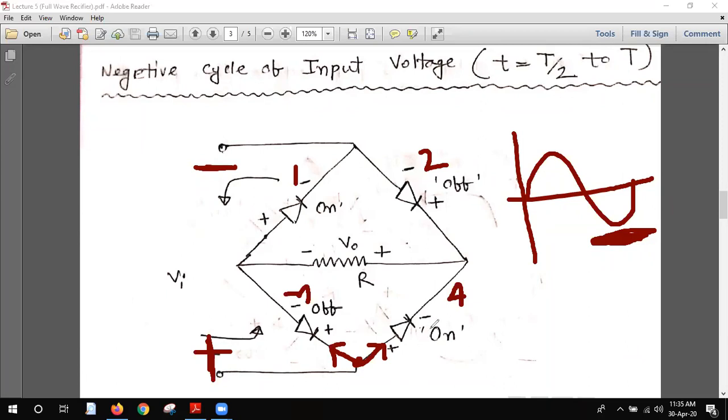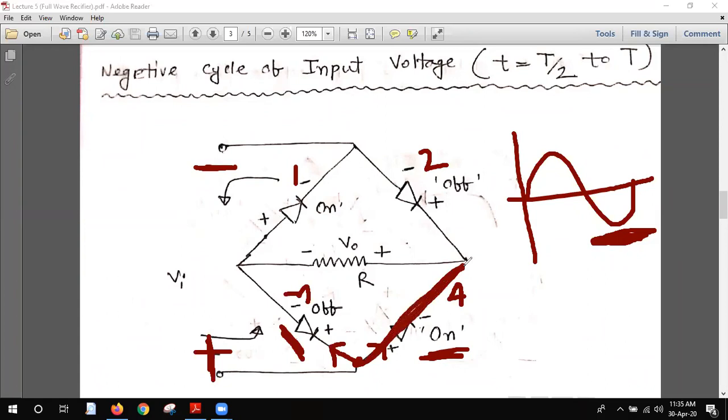You see that diode number 4 is forward biased. Diode number 3 is reverse biased. So basically it will flow through diode number 4, because this is forward biased, so it will flow.